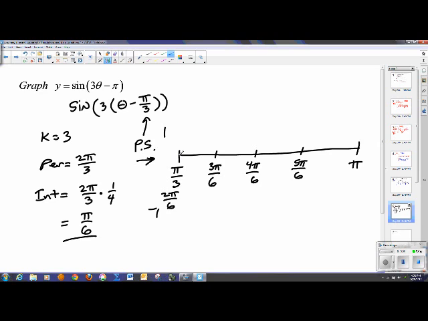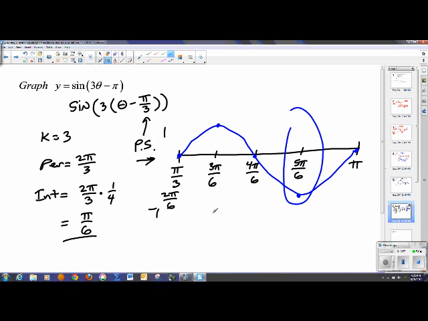This looks just like a sine graph, so I'm going to start at 0, move up to 1, down to 0, back down to -1, and back up to 0 again. Draw a sine graph, and I always check a point. So I'm going to check the 5 pi over 6 point here and plug it into this function.